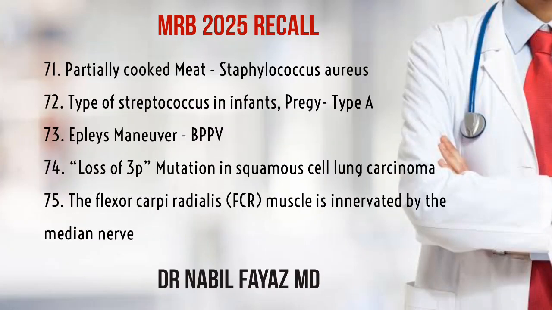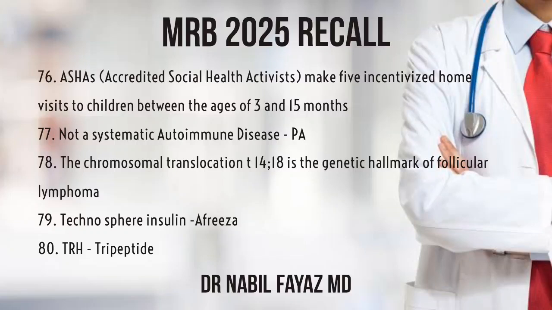Partially cooked meat, the most common organism is Staphylococcus aureus. Type of Streptococcus infection common in infancy and pregnancy is type A. Epley's maneuver is done for benign paroxysmal positional vertigo. Loss of 3p is frequently observed in squamous cell carcinoma of lung. The flexor carpi radialis muscle is innervated by median nerve, not radial nerve. ASHAs make 5 incentive home visits to children between the age of 3 to 15 months.